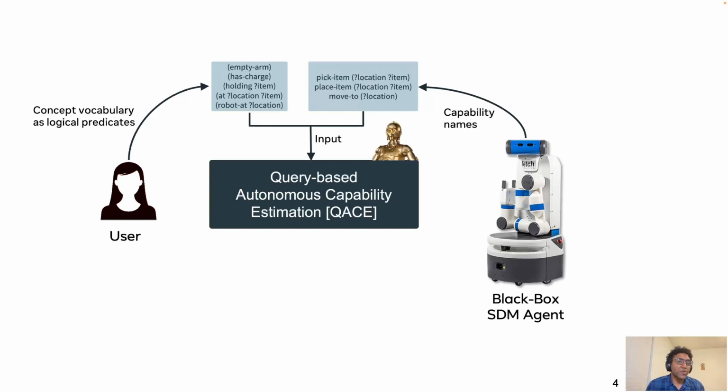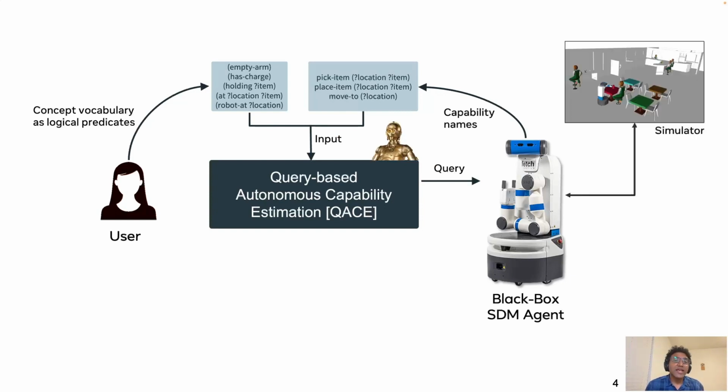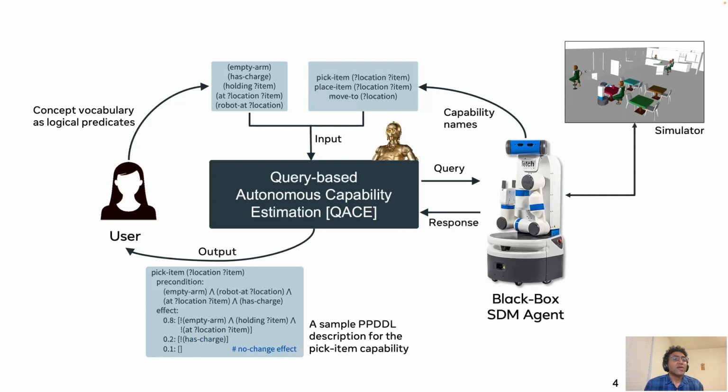Using these two things as input, CASE generates queries which it asks to the SDM agent. The SDM agent then can answer these queries using a simulator. After multiple query answering sessions, CASE comes up with a capability description for each of the capabilities of the SDM agent. Now these capability descriptions are in PPDDL form. I think most of the audience here would be familiar with what PPDDL is. It is essentially a probabilistic PDDL.